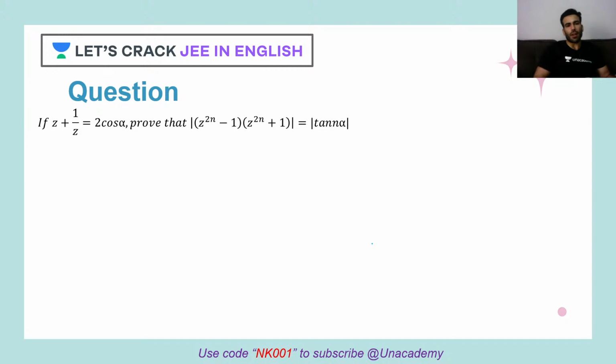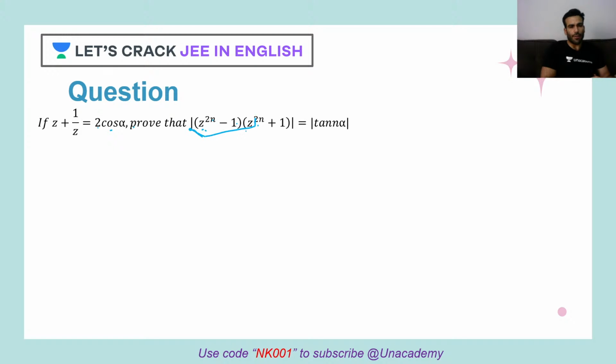Okay, we have one more question. So see what it is here. It is given that z plus 1 upon z is twice cos of alpha. Then we have to prove that z raised to 2n minus 1, upon z raised to 2n plus 1, will be equal to mod of tan n alpha.